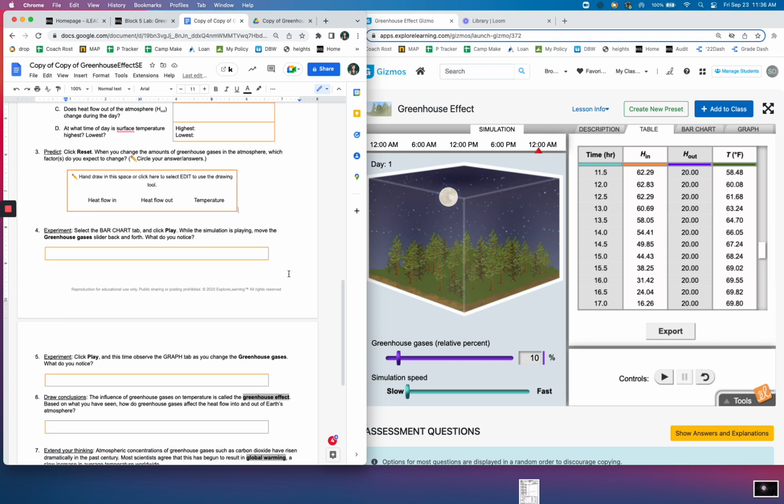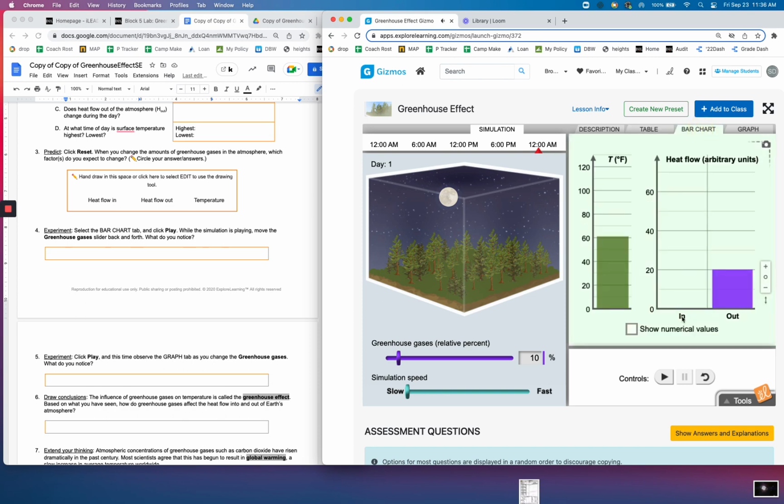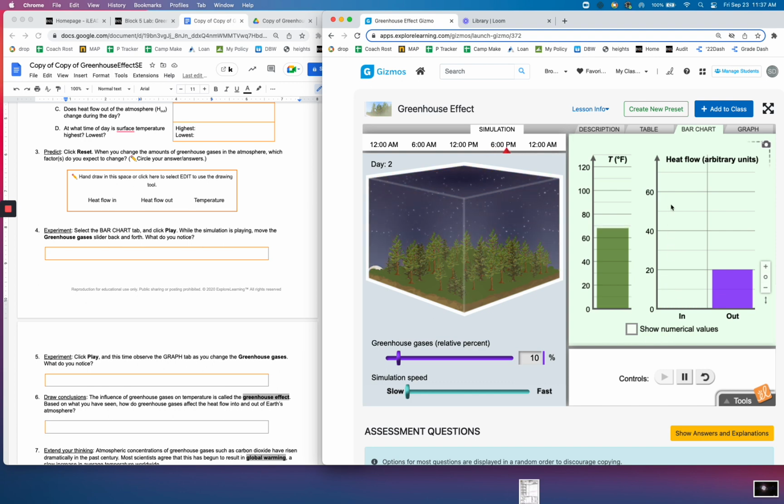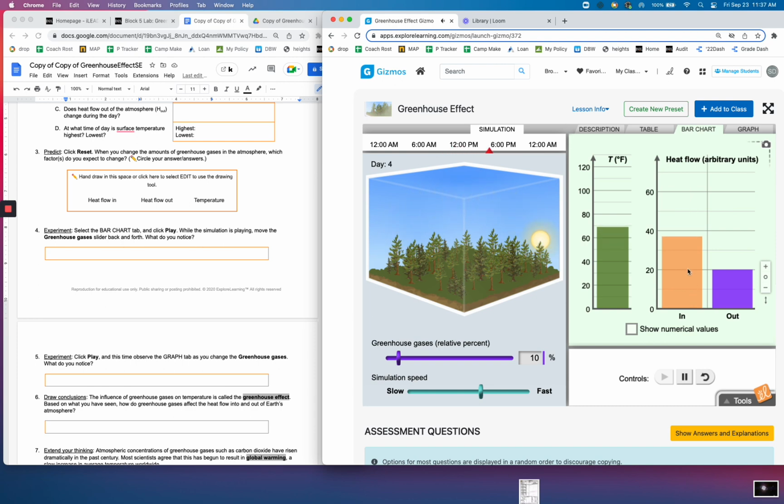All right, so now we're going to see if your predictions were correct. We're going to select bar chart, and then we're going to click play. As we click play, we're going to move this greenhouse gas higher and lower and see which one of these is changing. Right now we can see with the greenhouse gas at 10%, we see this happening, we see this happening. When we move it to 80% or 90%, are we going to see a change in the heat flowing in, the surface temperature, or the heat flowing out?